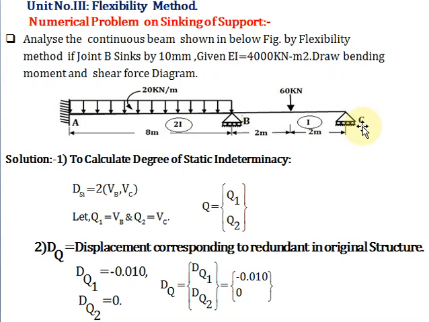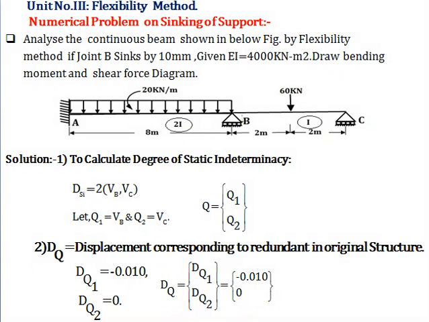In the first part, we calculated the degree of static indeterminacy. The value was 2, and we considered vertical reaction at B as the first redundant and vertical reaction at C as the second redundant. Then we found the DQ matrix, which was minus 0.010, 0, minus 0.010 and 0.